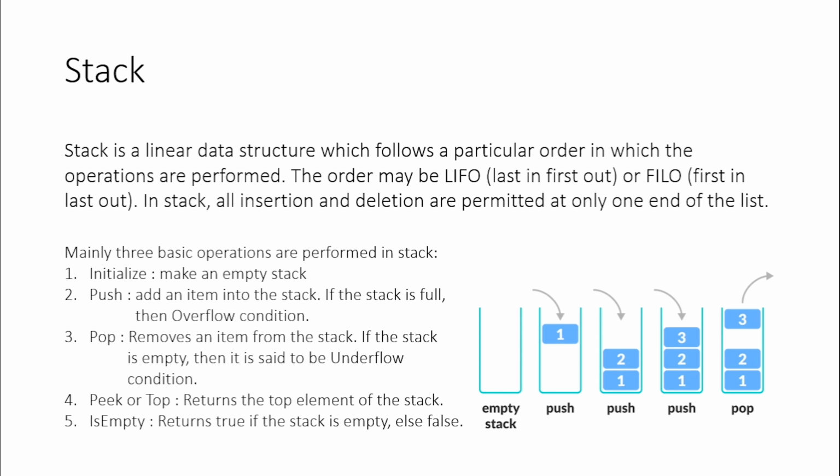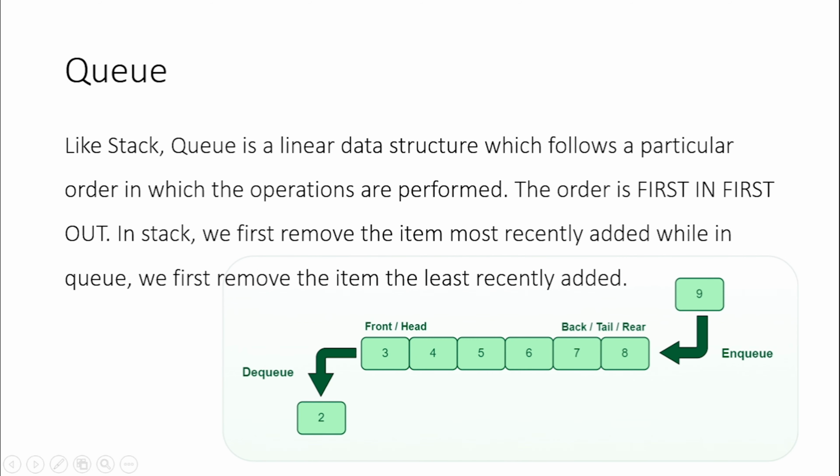Okay, so now let us look at the next data structure that we have. Like stack, queue is a linear data structure which follows a particular order in which the operations are performed. The order is first in, first out. In a stack, we first remove the item most recently added, while in a queue, we first remove the item least recently added. Queue basically means when we go to a supermarket and we have to stand in a line, right? The guy who goes in first has his bill taken care of and is able to leave first. Then the second guy goes in, and third and fourth and so on, right?